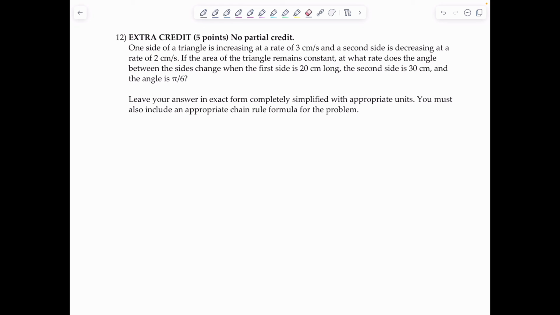Leave your answer in exact form, completely simplified with appropriate units, and you must also include an appropriate chain rule formula for the problem. So you did need to know the area of a triangle is given by 1/2 AB sine theta, where theta is the angle between the sides A and B. So this would be side A, side B, this is theta. Without that, you're in trouble.